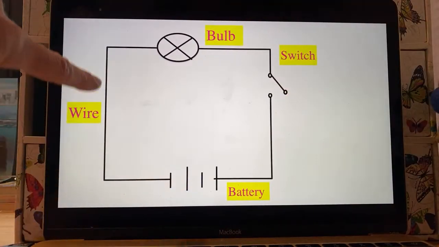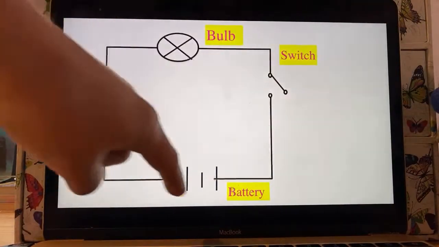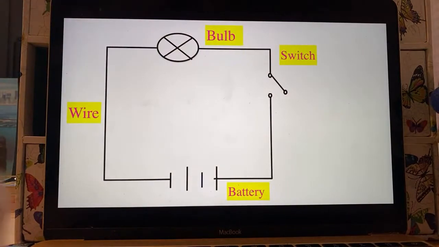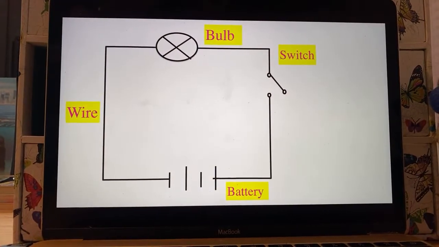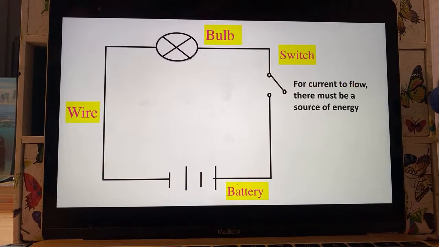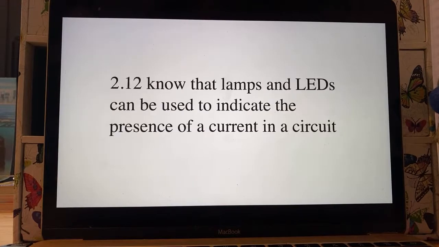They've got to go from the battery to the bulb and then back to the battery to gain enough energy to keep working. Yeah? Okay, good. For current to flow, there must be a source of energy and a complete circuit. All right, this is nice. What a lovely, easy thing to tick off for you on your specification, which is what you need to know for your IGCSE exam.